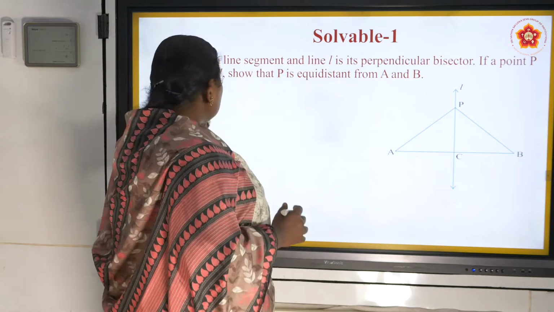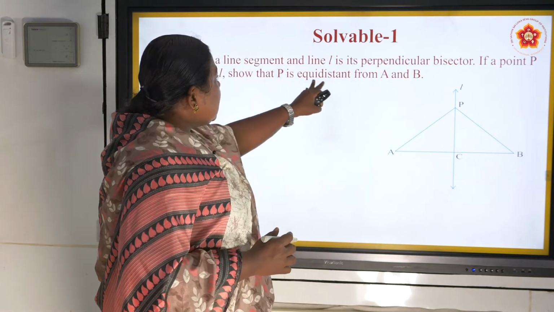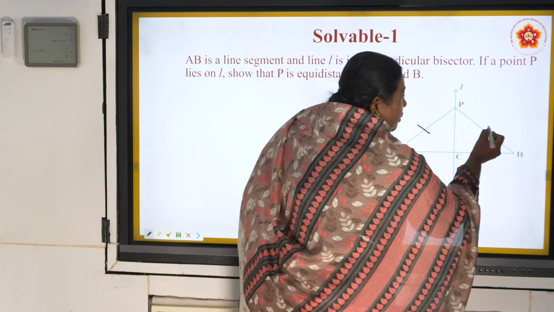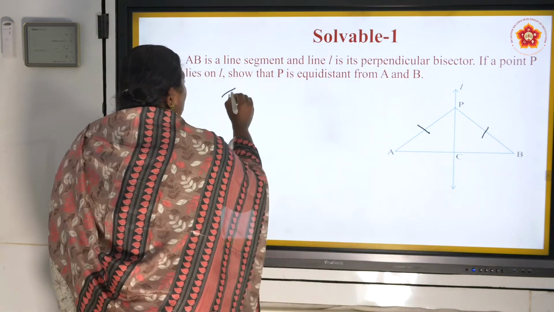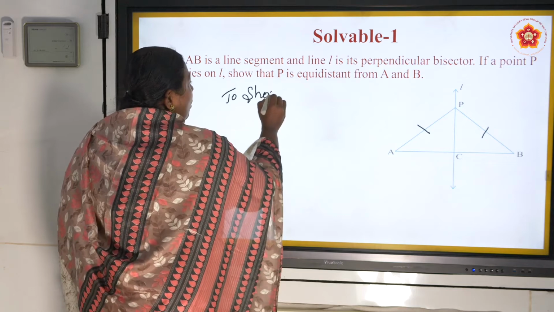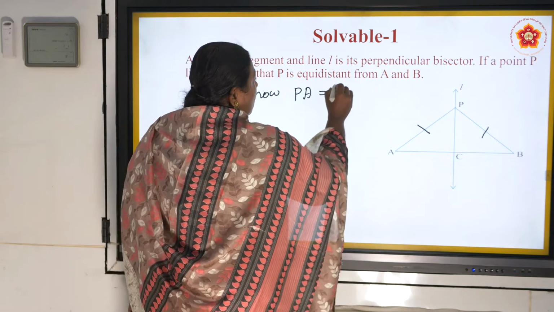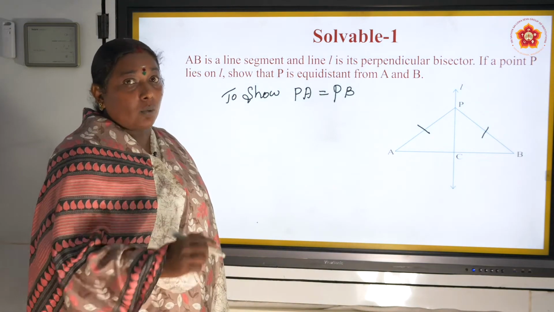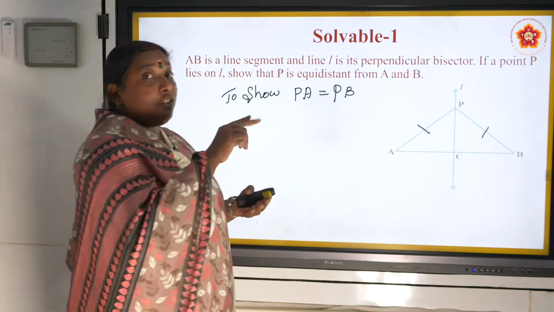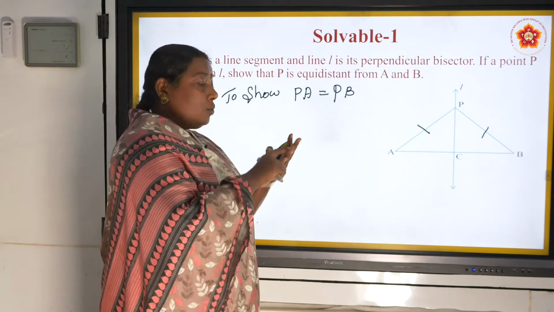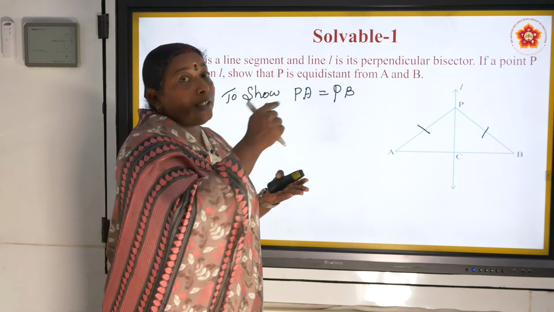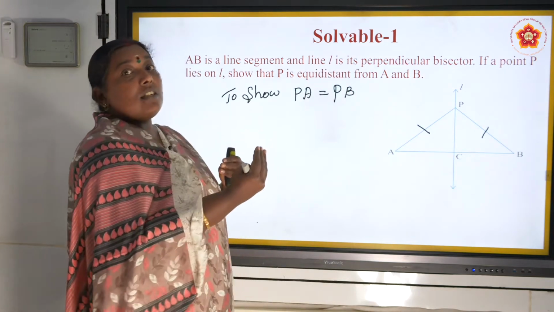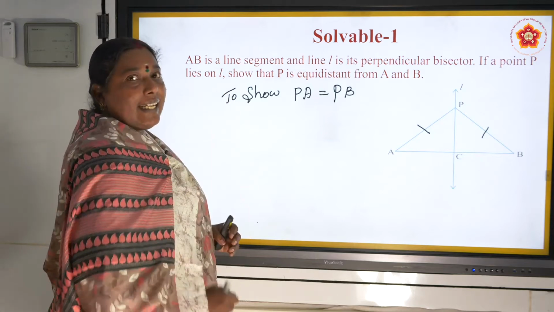Okay. Now, what they are asking: show that P is equidistant from A and B. That means I have to show PA is equal to PB. How can I tell PA is equal to PB? That is the question. Now we have learnt, if in two triangles one angle and two sides are equal, then I can tell that the two triangles are congruent. Then by CPCT I can tell the corresponding sides are equal to each other. Is it right? So let us try it in this.